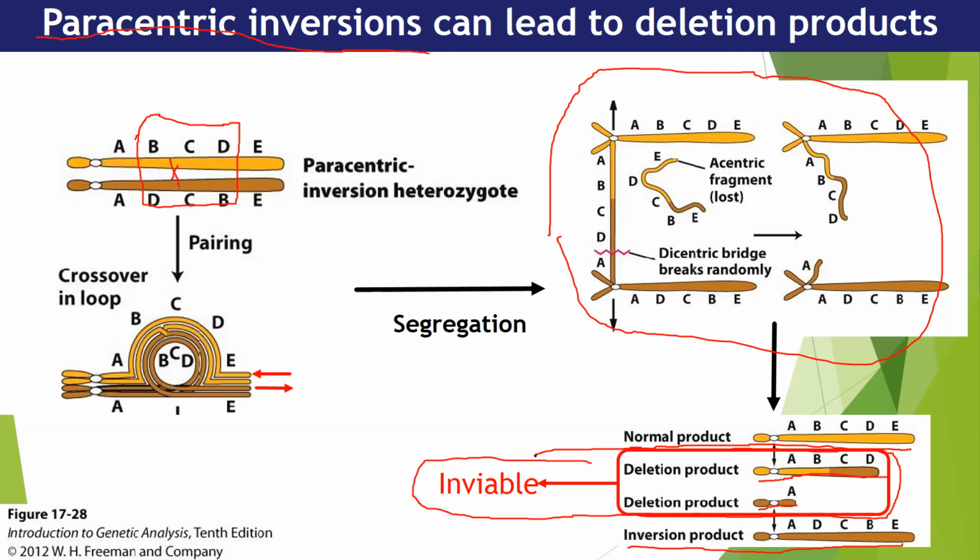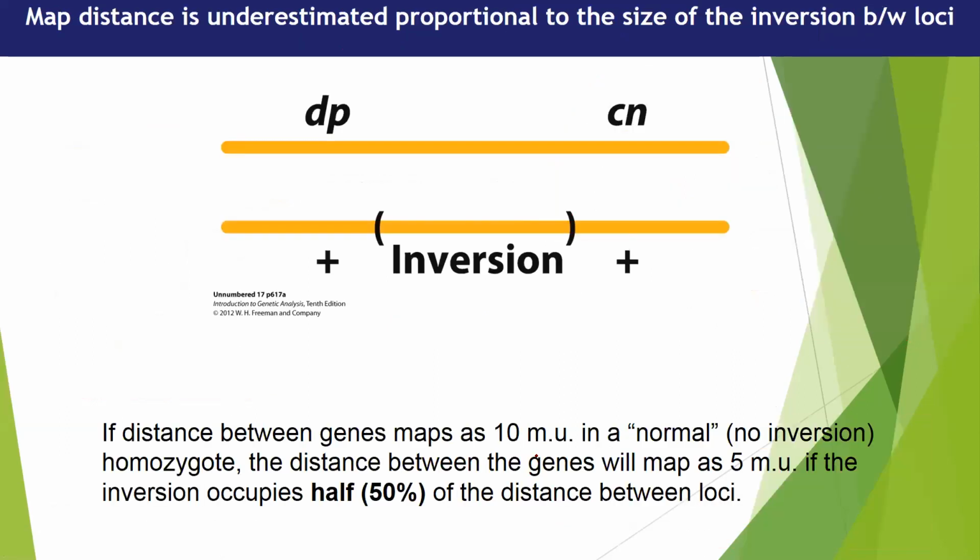if the crossover occurs within the inversion region, then you're gonna lose some recombinant progeny because they carry either the deletion or the deletion and the duplication, so they cannot survive. If you lose some progeny with the recombinant, then you're gonna underestimate the genetic distance between these two genes, right? This is important because in the final, you may see some questions like this.